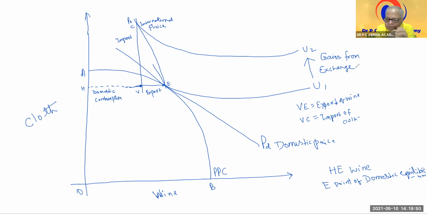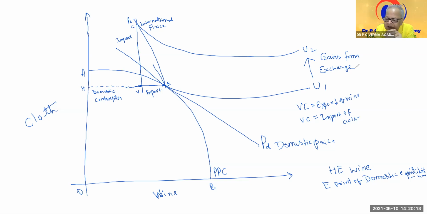This is called gains from international trade, gains from exchange. International trade is there, but this is gains from exchange. This is not gains from international trade.